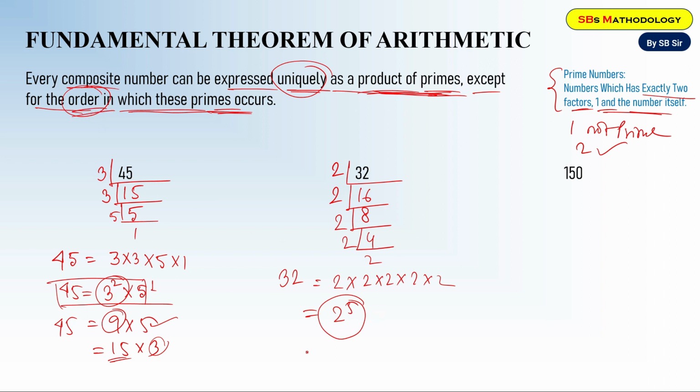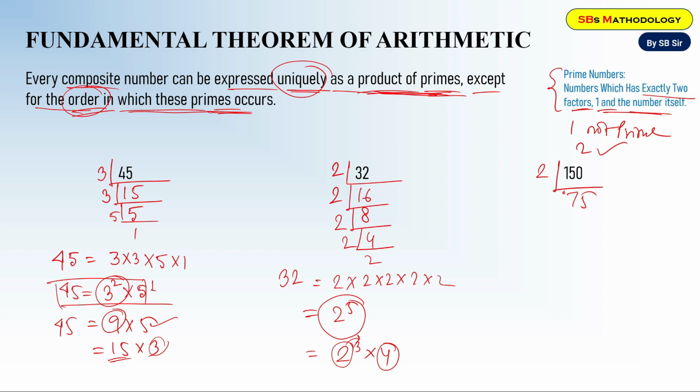But now if you ask whether we can write it as 2 to the power 3 into 4, this is also an expression of 32, but in that case 2 is a prime which occurs 3 times, that is allowed in the fundamental theorem, but 4 is not prime. So this is not the unique representation we are looking for. We are looking for the prime representation. So a prime can occur multiple times, but a composite number cannot occur as a factor, right? Now if I jump into the next example, the first prime which will divide 150 is 2.